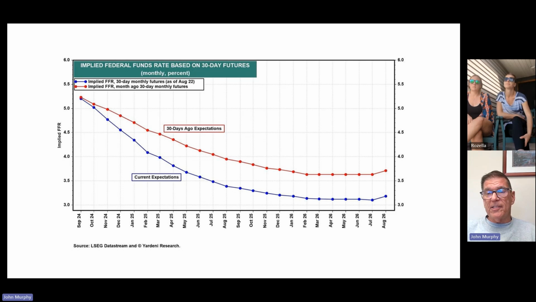So let me pause and ask you guys what you think about that. Do you believe the data, or which do you believe more, and what do you think is going to happen with the market?